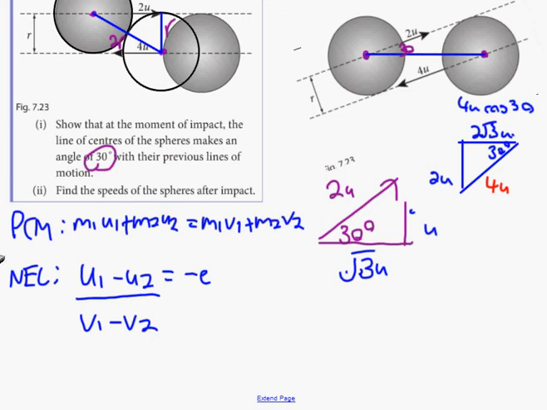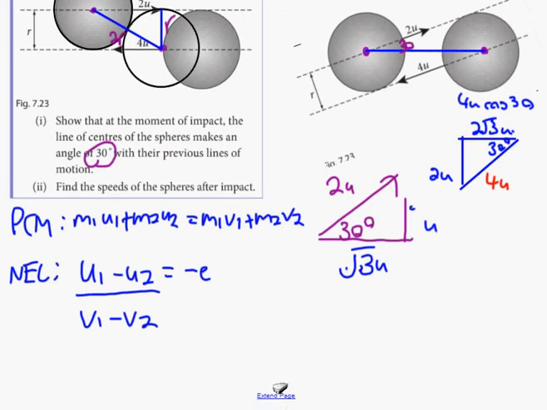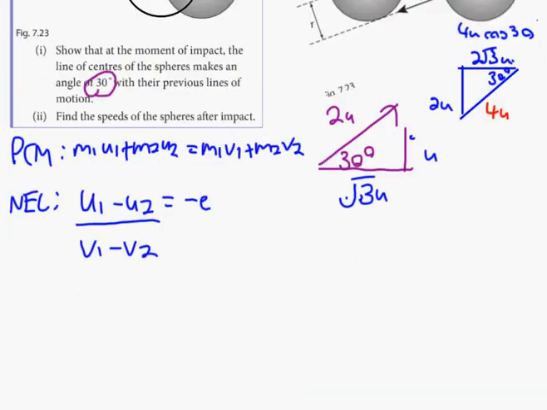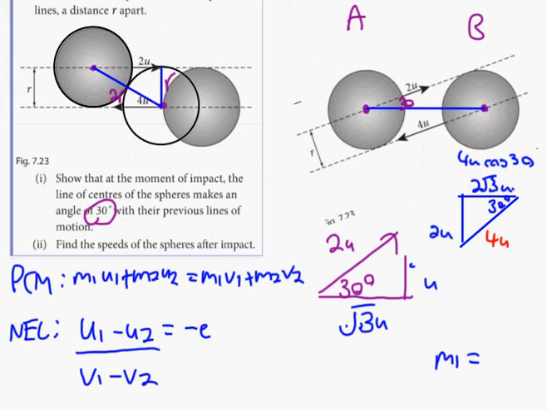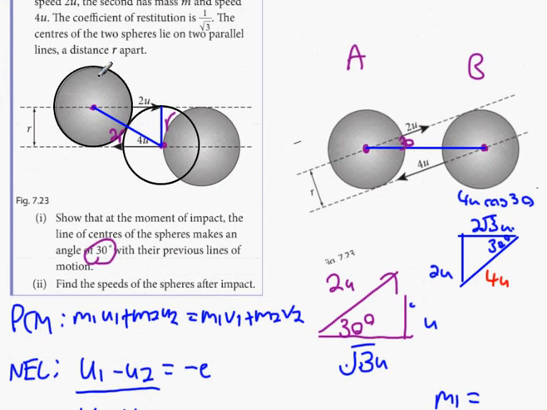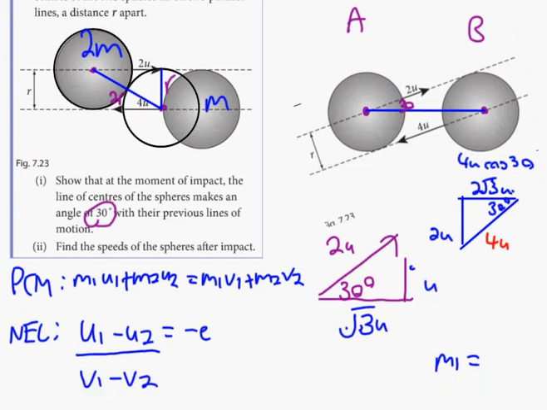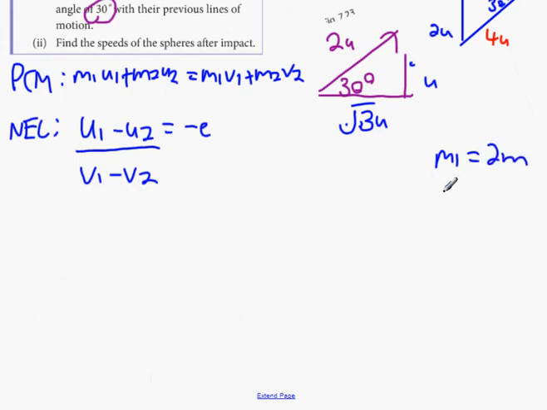Time to work with them. Make yourself a list. In questions like this, it's worth specifying what m1 is as well, so make a little list here to the right. What's the mass of the first one, the one to the left? That's 2m, and this one? m. So m1 is 2m, m2 is m.